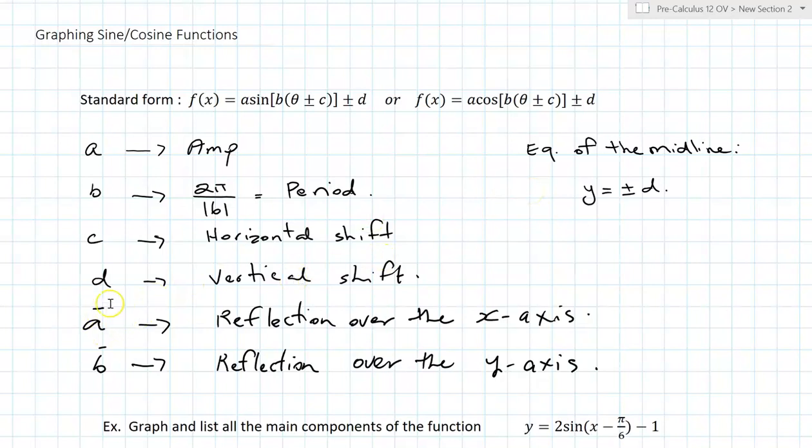One is if the leading coefficient is negative, remember with the polynomial function, it is a reflection over the x-axis, and the next one, if b is negative, is a reflection over the y-axis. And the other part is that the equation of the midline that you need will be the plus or minus t, whatever that would be.